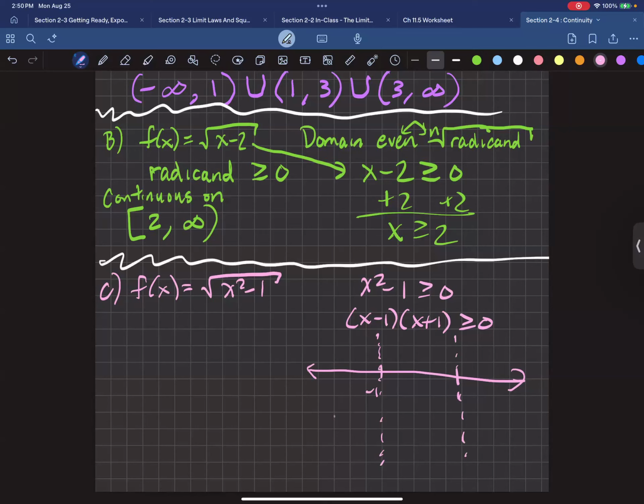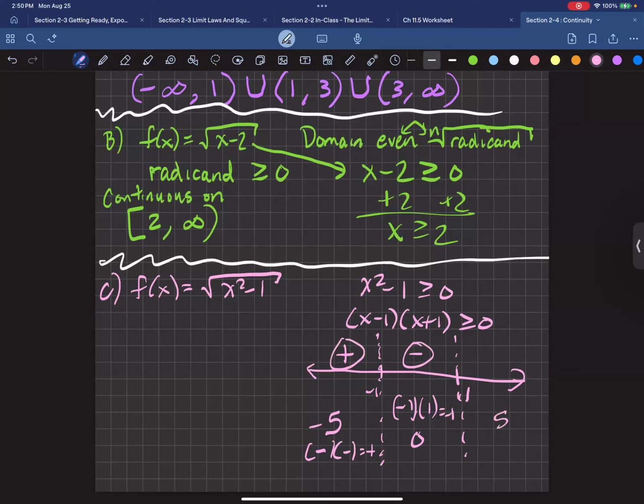If I plug in 5, I get a positive and a positive, so this is positive. If I plug in -5 there, those are both negative. I get two negatives, which make a positive. Negative times a negative is a positive. Here, if I plug in 0, I've got -1 times 1, which is -1. So this region is negative. And if I do like 5, I get positive and positive. So this region is positive.